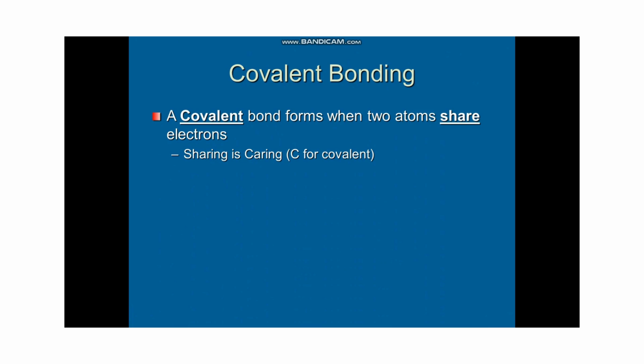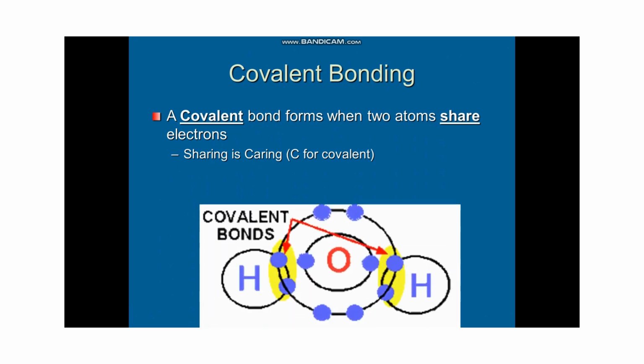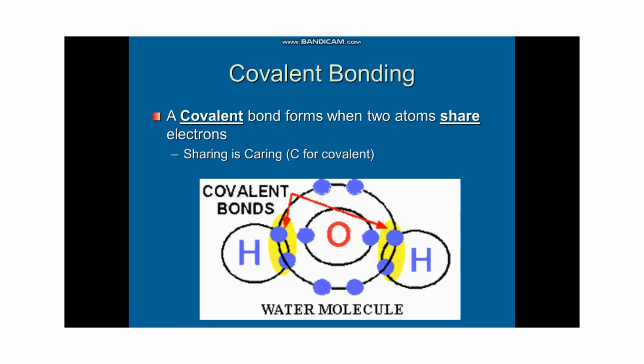Just to complete the outermost shell, making it 8 electrons. So this is sharing is caring. That is the covalent bond slogan. So you can see over here the hydrogen has 1 electron in its outermost shell. So hydrogen is sharing its 1 electron with the oxygen, because oxygen has 6 electrons in the outermost shell. But 1 hydrogen is not enough, because oxygen needs 2 electrons to fulfill its deficiency, because it needs 8 electrons in the outermost shell. 1 hydrogen is contributing just 1 electron.